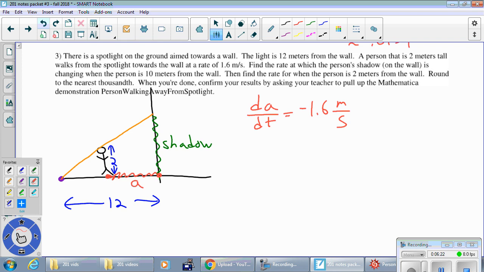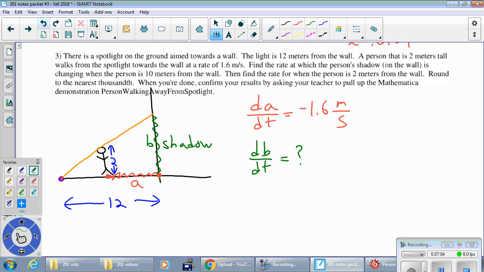So we're looking for the rate at which the person's shadow is changing. Okay, we're going to pause right there. That means that we need to symbolize the length of the person's shadow. So we're going to call it B. It's the length of that green vertical piece. And so it says find the rate at which the person's shadow is changing. So that means that dB/dt is our question mark. And at some point, we're going to plug in that the person is 10 meters from the wall, and then separately, we're going to plug in 2 meters from the wall, but I'm not going to write either of those numbers here. We don't get to use either of those numbers until after we've come up with an equation and then written its derivative.